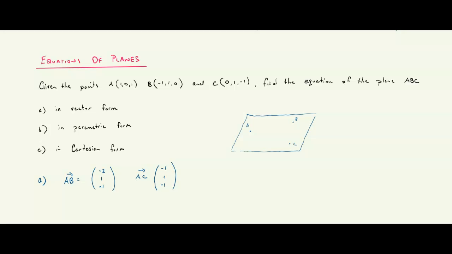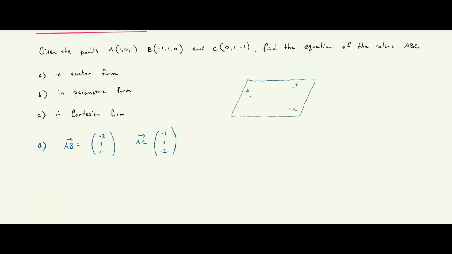So I looked at my B component Z rather than my A component Z there. So the Z component of AC goes from 1 to negative 1, so that's minus 2 there. Okay, so two direction vectors. We can now produce our equation in vector form.